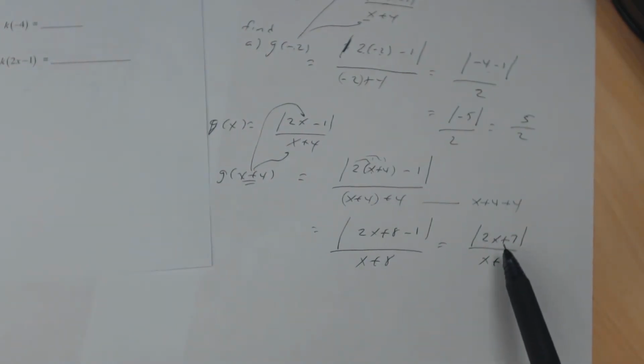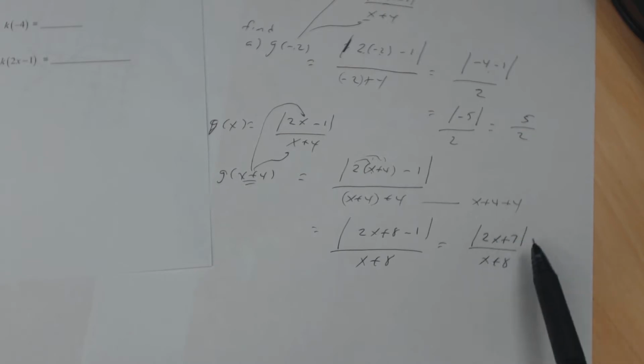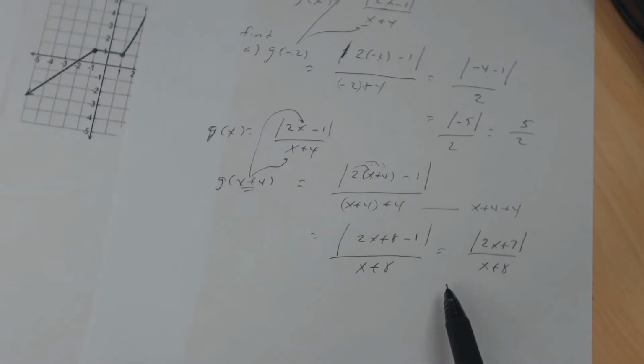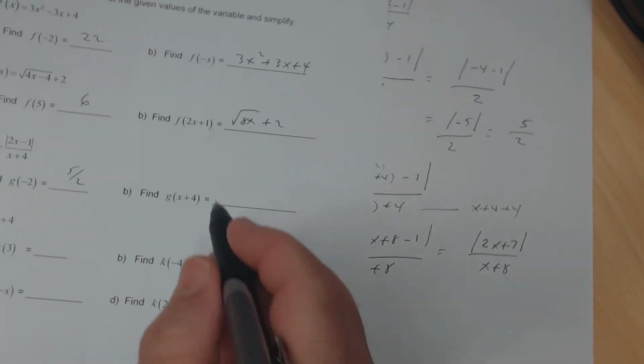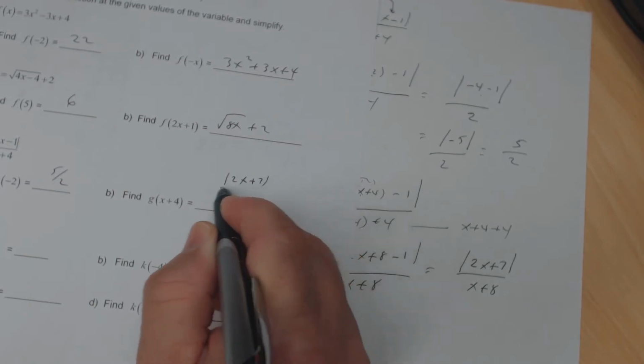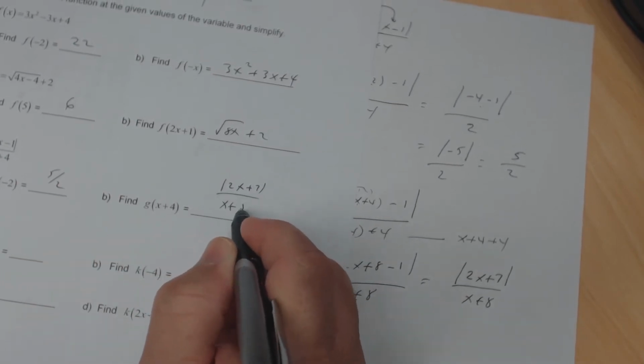Here you can't because you don't know what x is. x could be positive, x could be negative, x could be 0. But whatever that is, you have to take the absolute value of it. All right, so if it's a variable expression, leave the absolute value bar there. Don't get rid of it. So the answer number 3b would be this. It would be absolute value of 2x plus 7 divided by x plus 8. So that one was challenging.